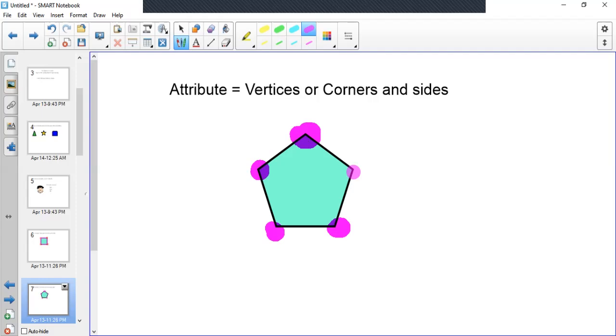And how many sides does this pentagon have? Yes, it has 5 sides. Let's identify the 5 sides. Here we go. You ready? Side 1, side 2, side 3, side 4, and side 5. So the attributes of this pentagon is it has 5 vertices and 5 sides. Excellent job, scholars. Let's move on.